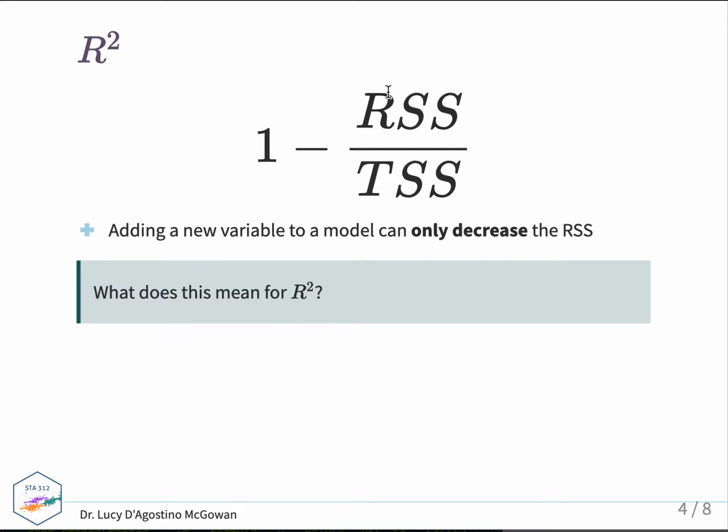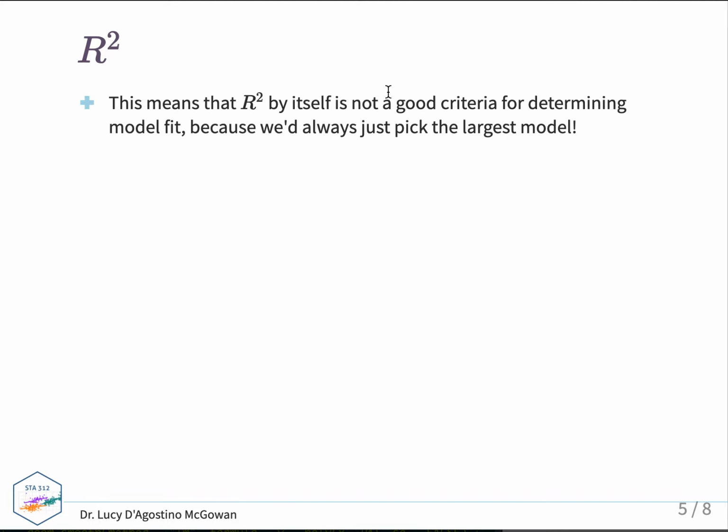Let me say that again. When you add a new variable to a model, your R-squared necessarily increases. So what does this mean? Well, it means that R-squared as a metric favors bigger models, which is not necessarily what we want. R-squared by itself is really not a good criterion for determining model fit, because we're always just going to pick the largest model, even if that change is really incrementally quite small.